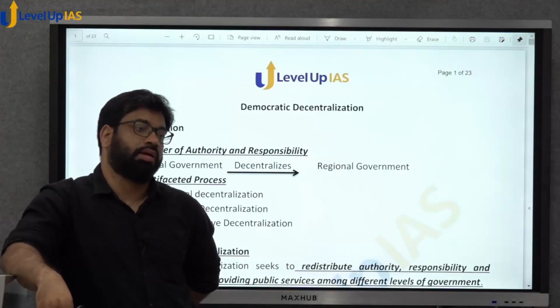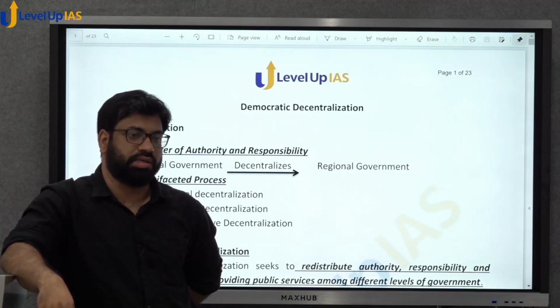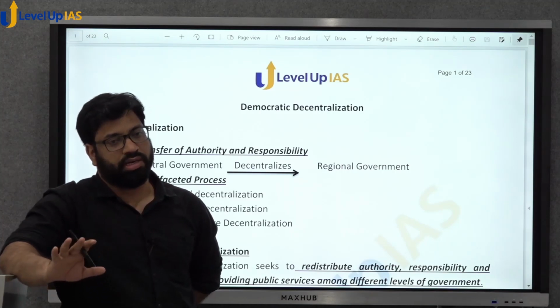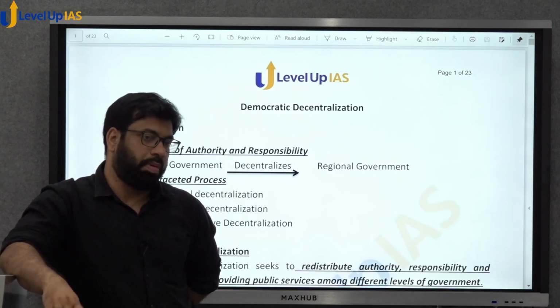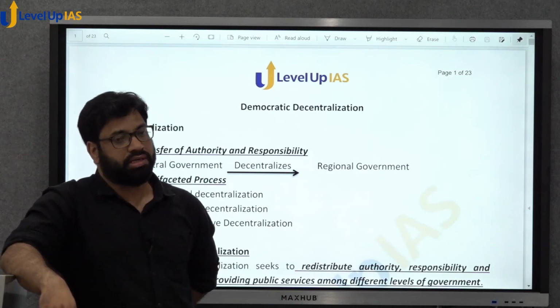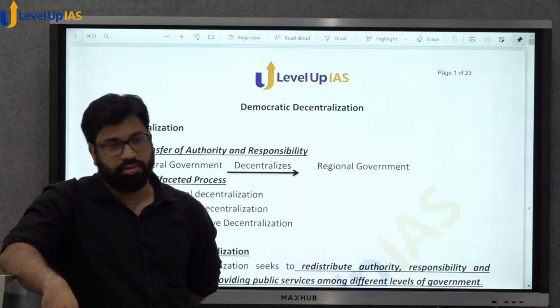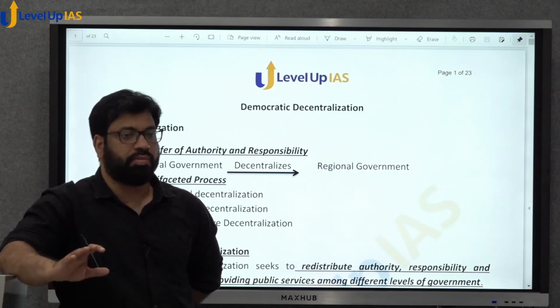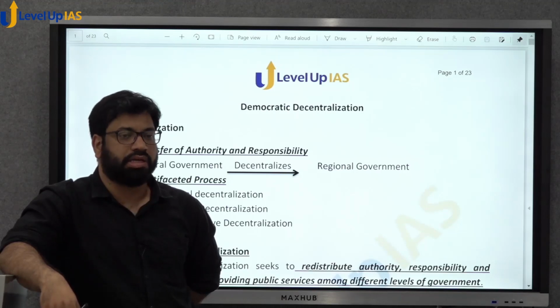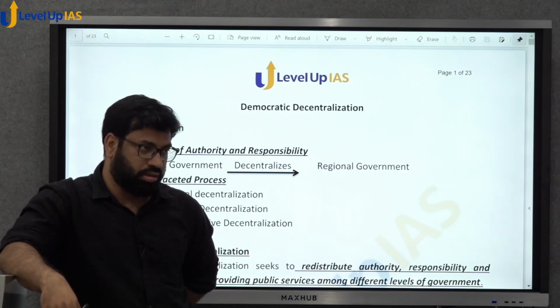We'll be reading constitutional decentralization, that is local government. The 73rd and the 74th Amendment Acts have been the paradigm shifting kind of constitutional amendments wherein it created the third tier of local government. Local government will enable local governance. That is what we need: grassroots democracy, participative democracy, these kind of things.